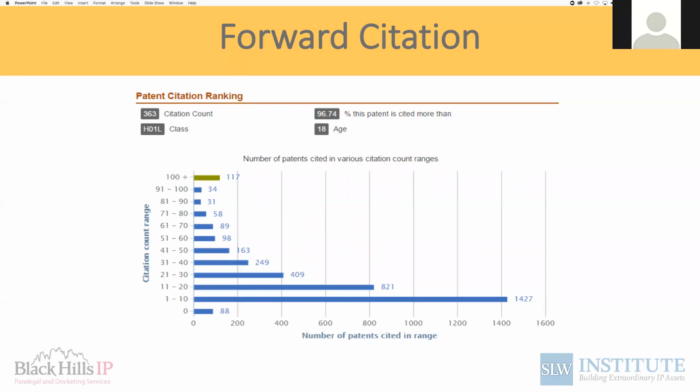In this case, we have one that is at the top of its class, represented in the green bar. So a patent that is cited more often than others of its age in its technology class, which tells us there's probably some additional value for this patent based on this forward citation analysis.